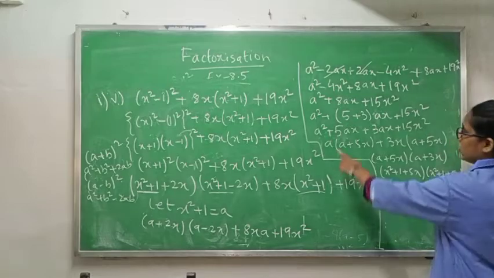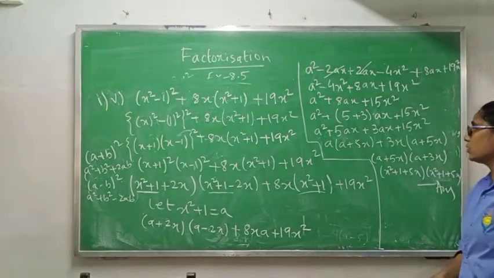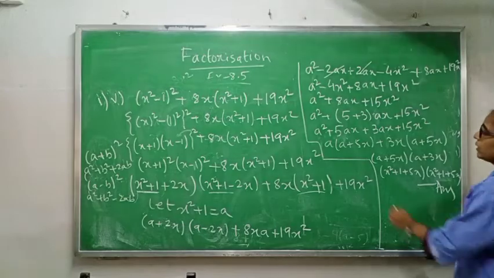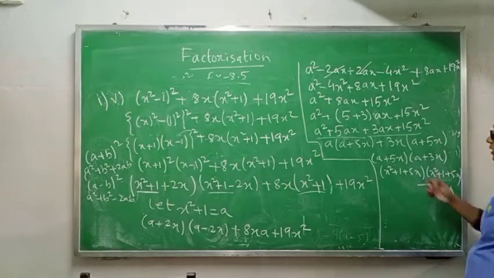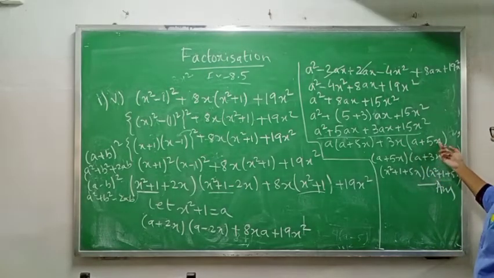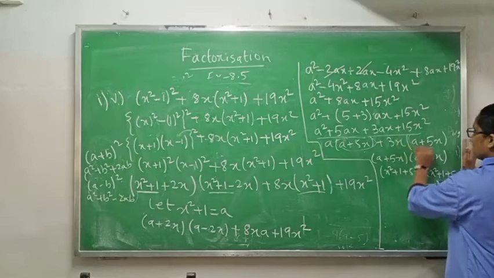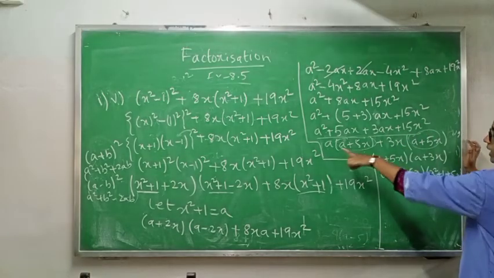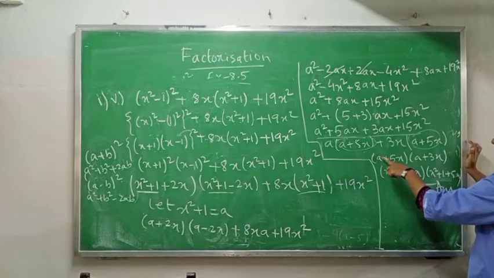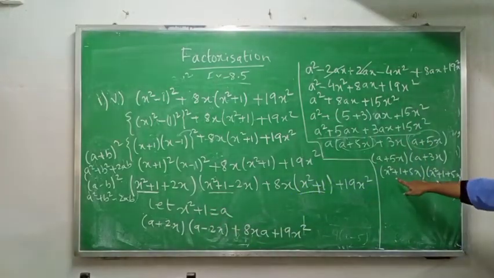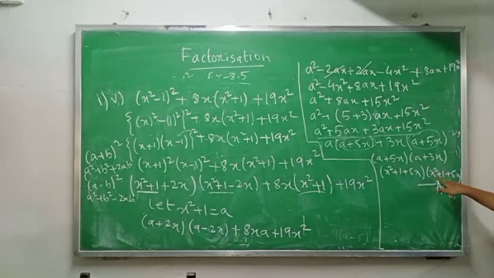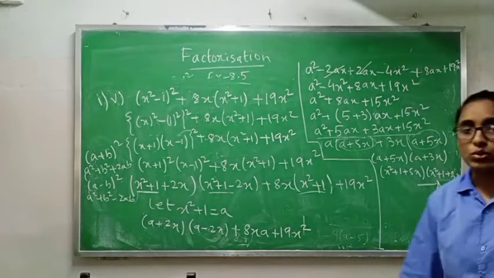When you open the bracket, you will get a square plus 5ax plus 3ax plus 15x square. From the first two you can take a as common, so a plus 5x is left. From the last two you can take 3x as common, a plus 5x left. Now you can see this common term, so you write (a plus 5x)(a plus 3x). Now in place of a, what will you write? x square plus 1, because you had let that. So (x square plus 1 plus 5x)(x square plus 1 plus 3x). This is your answer, because you will not be able to do middle term splitting after this.